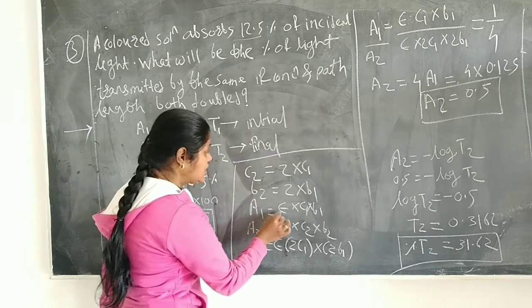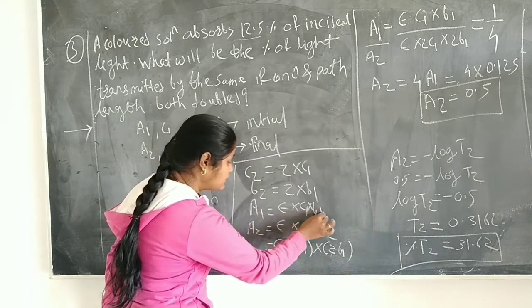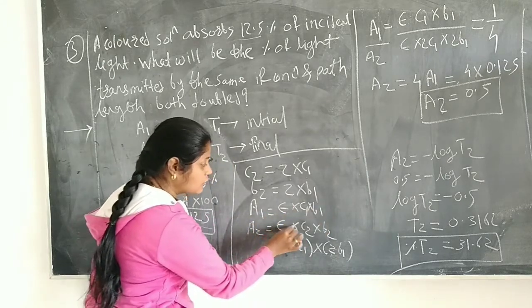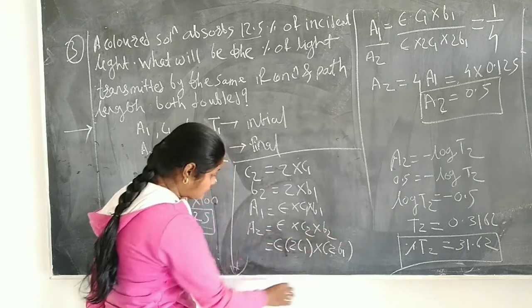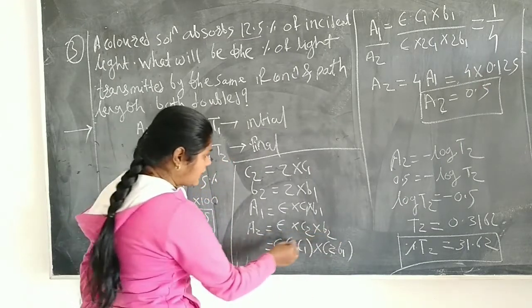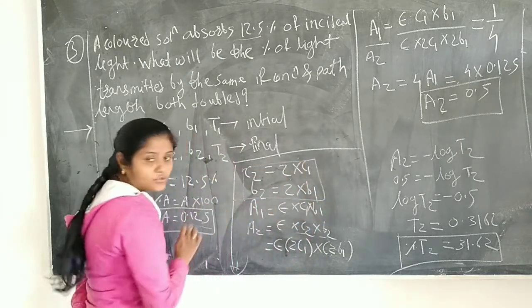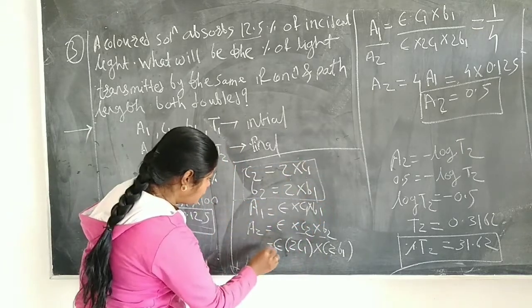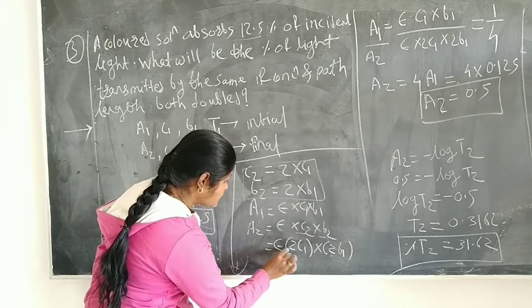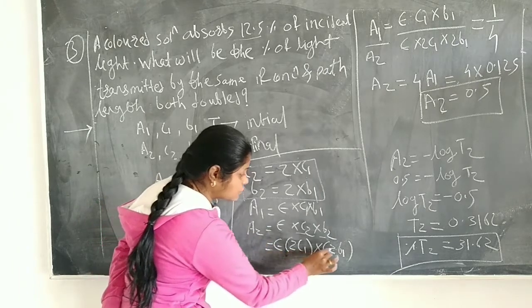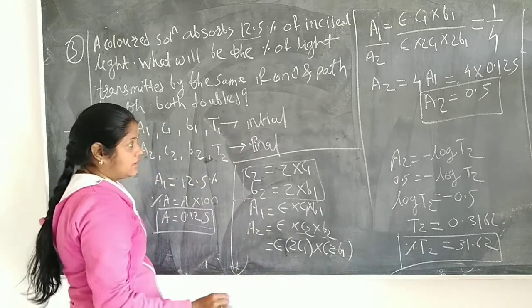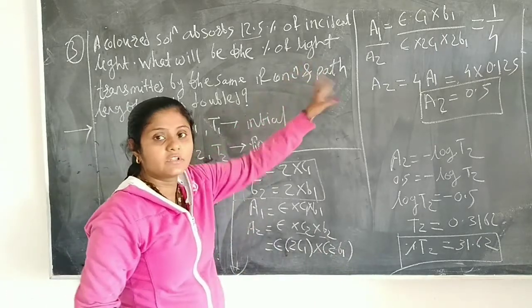Then by applying Beer's law, we get two equations. A1 is equal to epsilon into C1 into B1. A2 is equal to epsilon into C2 into B2. Then you know the values of C2 and B2. After putting in the values, we get epsilon into twice C1 into twice B1. Then after this, we solve this.